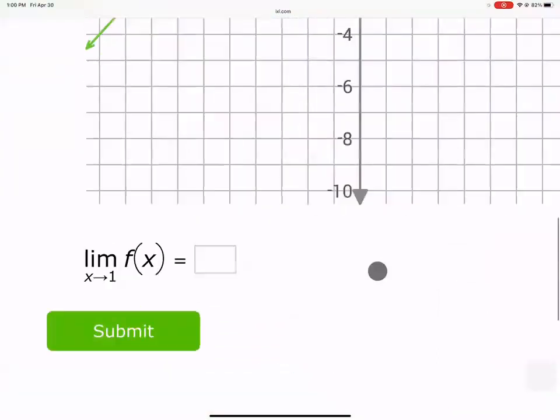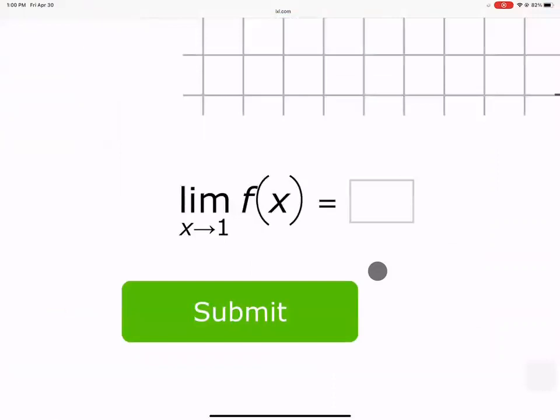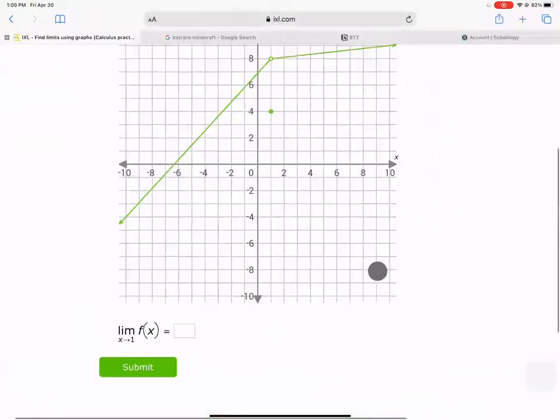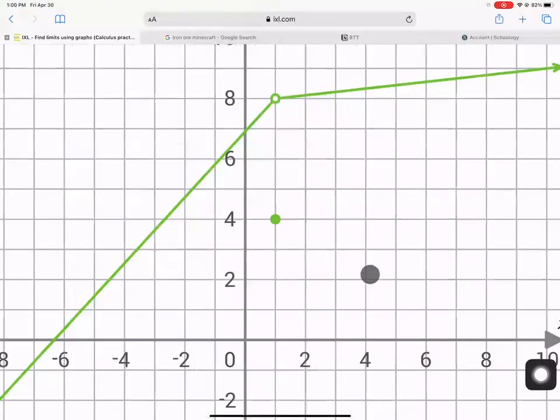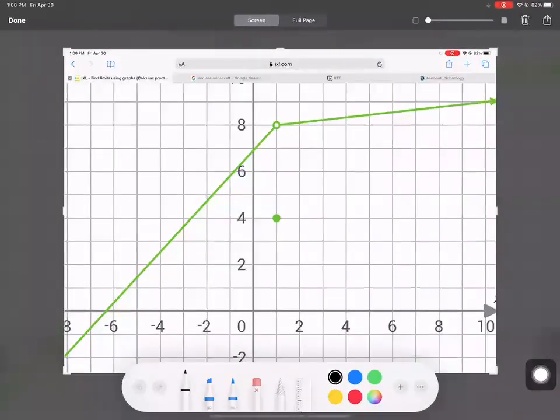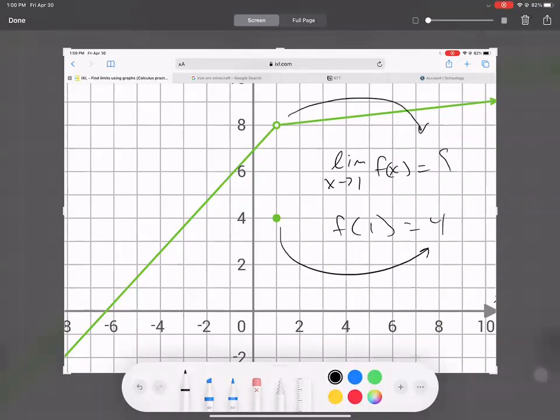For this problem, let's read the question first. What is the limit as x approaches 1? So what's the y value as x gets closer to 1? Let's take a look here. As x is getting closer to 1, the y value looks like 8. Again, not to be mistaken for 4. 4 is what it is. 8 is what it looks like. Let's write the difference. The limit as x approaches 1 of f of x, what does it look like, versus what is the actual value at 1? The actual value at 1 is 4. What does it look like? It looks like 8.